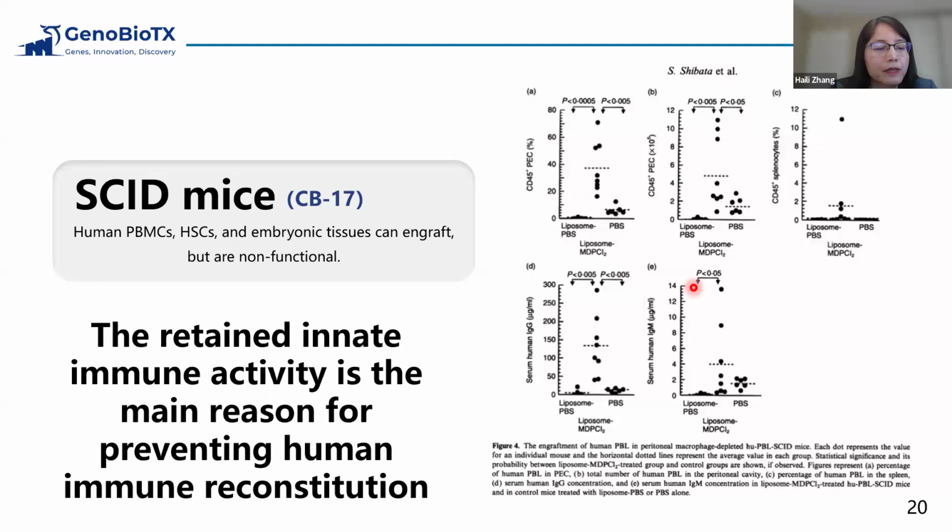To further explore strategies to optimize the SCID mice model for human immune reconstitution, this publication data provides insights into potential approaches. In this study, researchers used a compound to deplete the macrophages in SCID mice, resulting in a significant increase in the engraftment of human PBLs compared to the control group. So this indicated that the retained innate immune activity is the main reason for preventing human immune reconstitution.